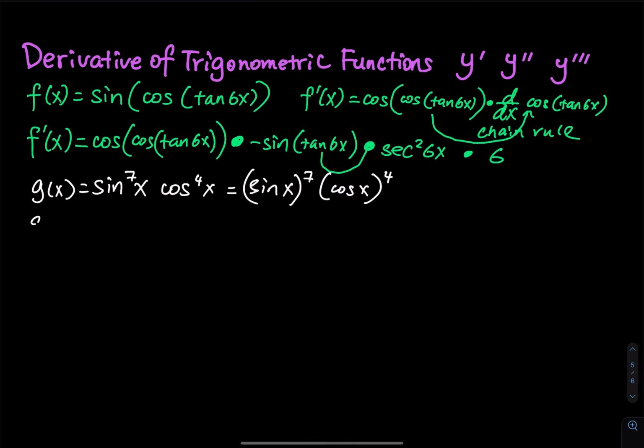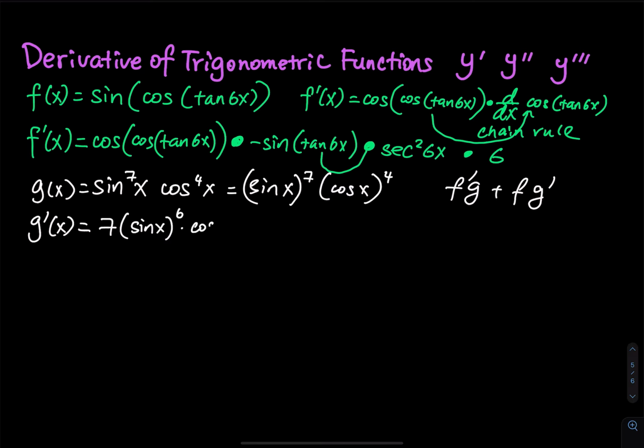Okay, derivative, g prime. What's the product rule? The product rule is f prime g plus f g prime, f first, g next. So the derivative of sine, you bring the 7 down, you have sine x to the 6th power. The derivative of sine is cosine, right? And then you write cosine x to the 4th power. Thus, you can just write cosine 4th power x.